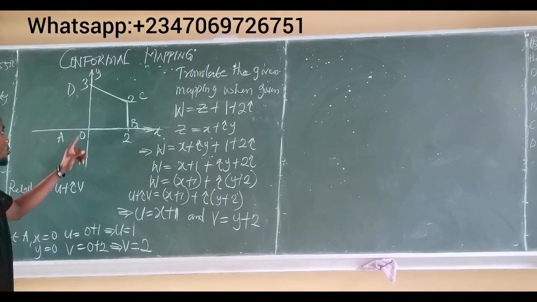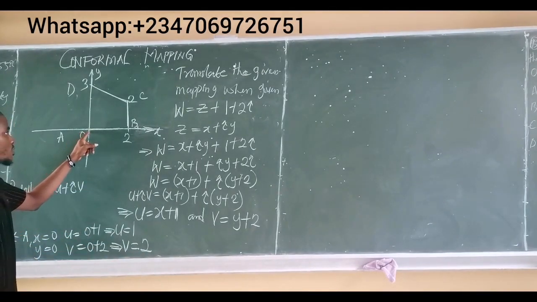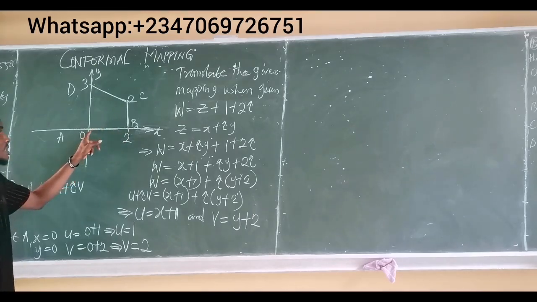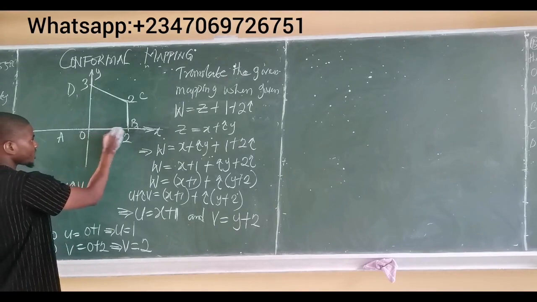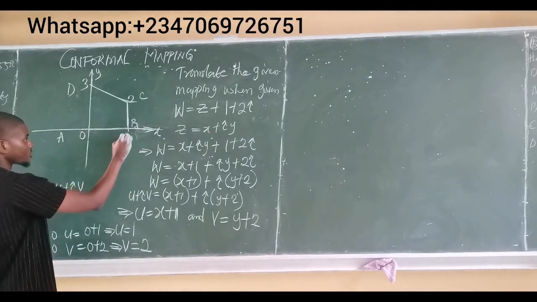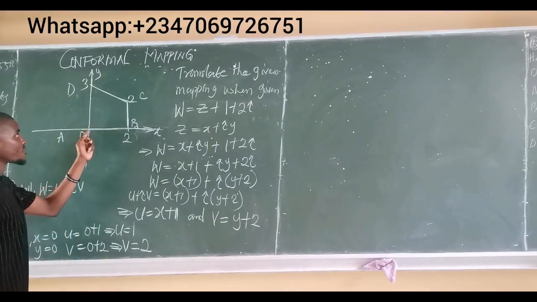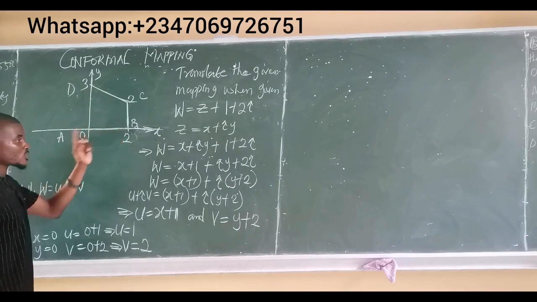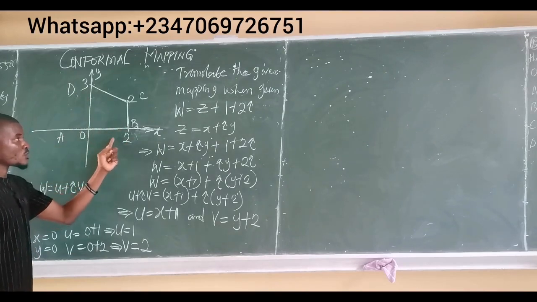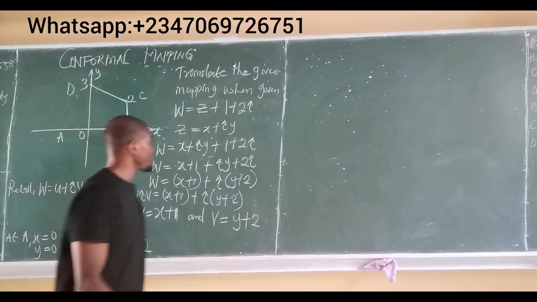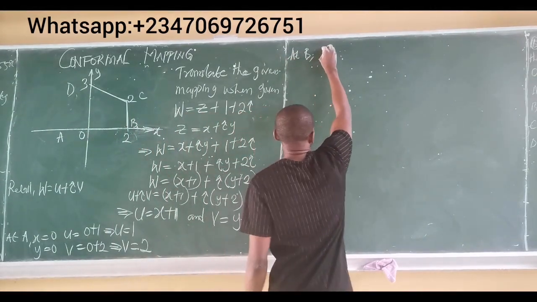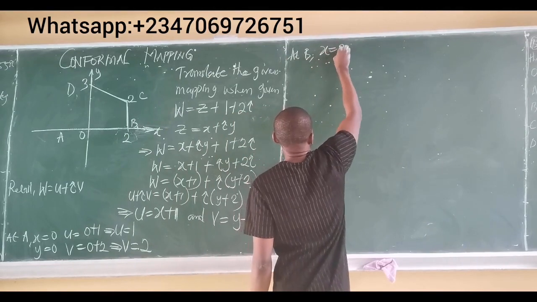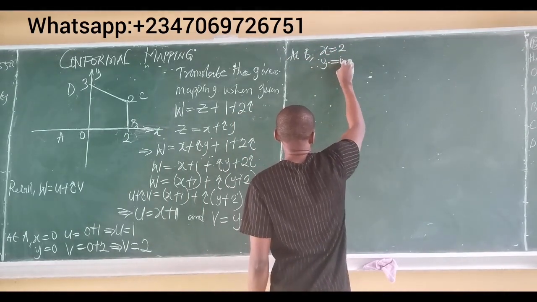We repeat now, moving from point A, which is the origin, to locate point B. Point B is found directly on the x-axis, and the total distance to that point is 2, which means we did not travel in the y direction. Hence, y is 0 and x is equal to 2. So at B, x equals 2 and y equals 0.